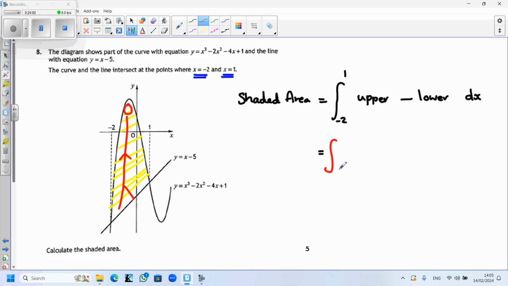So it's the integral of the upper curve, which is x cubed minus 2x squared minus 4x plus 1, keep it in a bracket, and then take away the lower curve. His feet are resting on the straight line, which is x minus 5, and we're going to do the dx. The dx must be written in there. Before you do anything, get this all tidied up. That negative sign will make that minus x, and that negative sign will make that plus 5, because that's effectively multiplying by negative 1. So I'm going to expand that bracket and tidy it up.